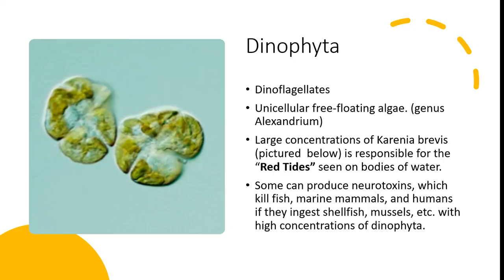So when they get consumed by fish, marine mammals, and even those mussels and shellfish that humans eat, if humans eat those shellfish or mussels that have a high concentration of Dinophyta, they will end up with those neurotoxins and have that neurological disease again. So again, one thing to point out is that it's the Dinophyta that produce red tides, okay, not red algae. So just keep that in mind.